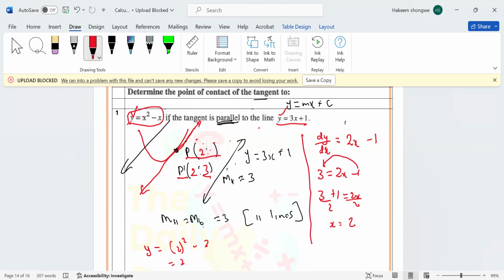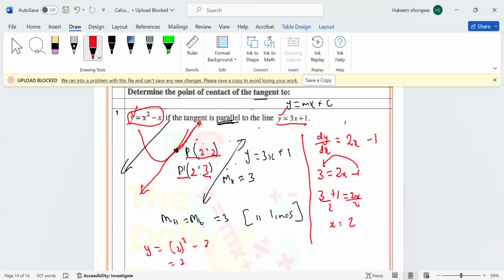We have the point (2, 2). If they wanted the point of contact, we'll stop here. Just like this question, if they said they wanted the point of contact, we'll stop here. But most of the time, for a question like this one, they might be interested in us determining the equation, which is something that we already know because we did it in the previous example.